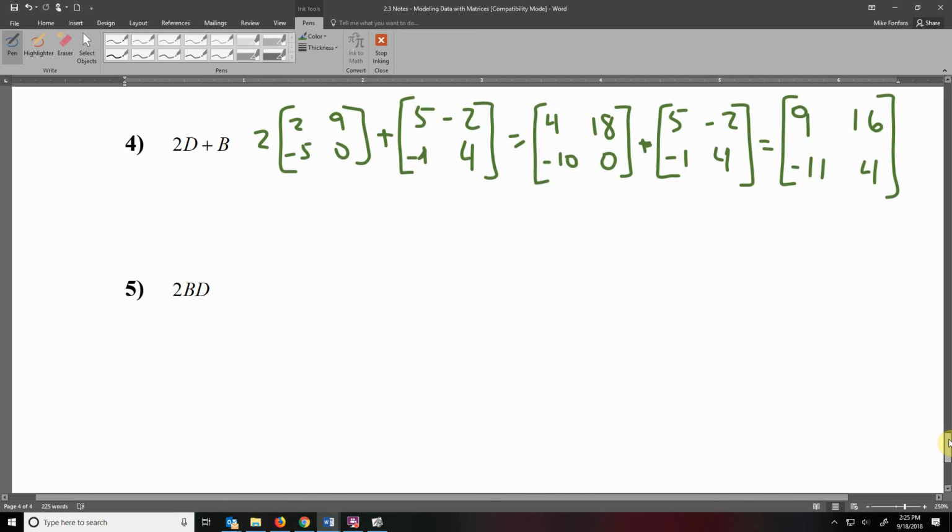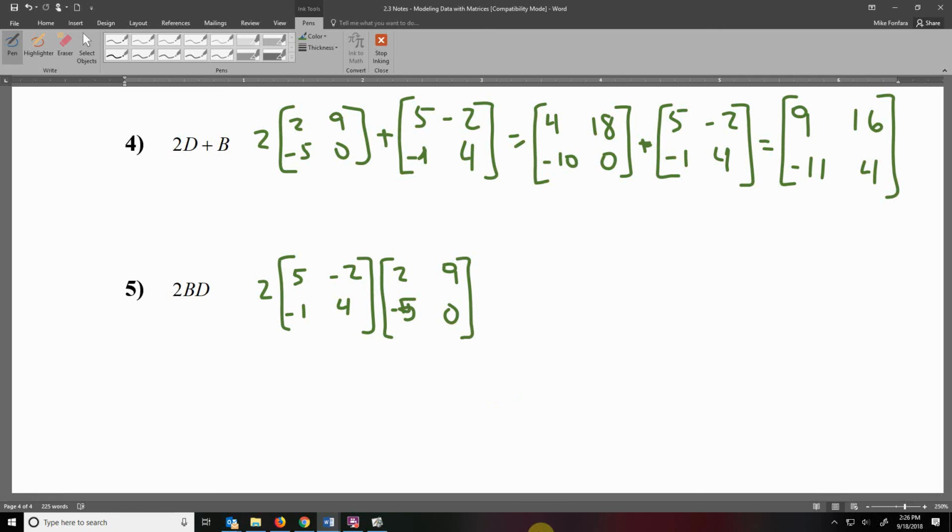All right, and then our last one, 2 times B times D. All right, so we can multiply these in either order. We can do 2 times matrix B, then times matrix D, or matrix B times matrix D times 2, because multiplication is commutative. So let's multiply the 2 matrices first.